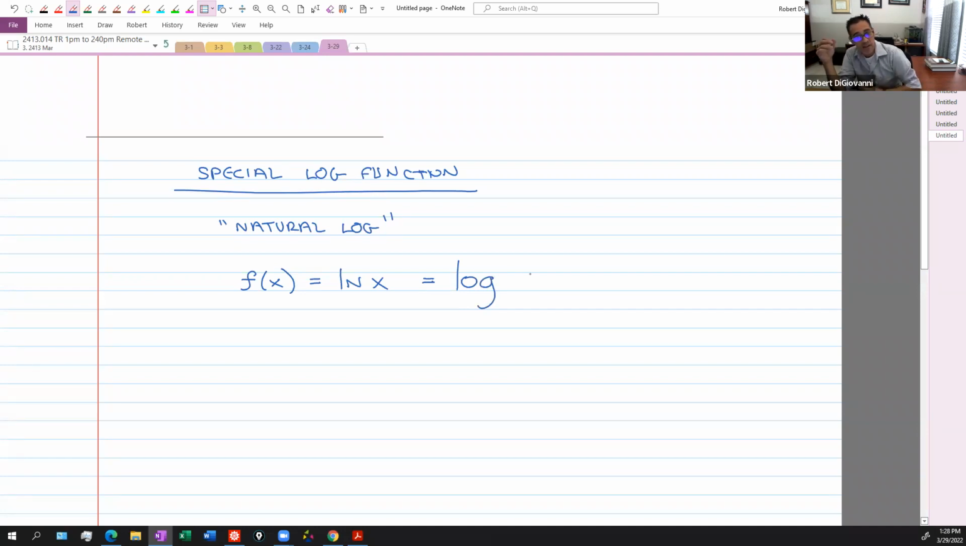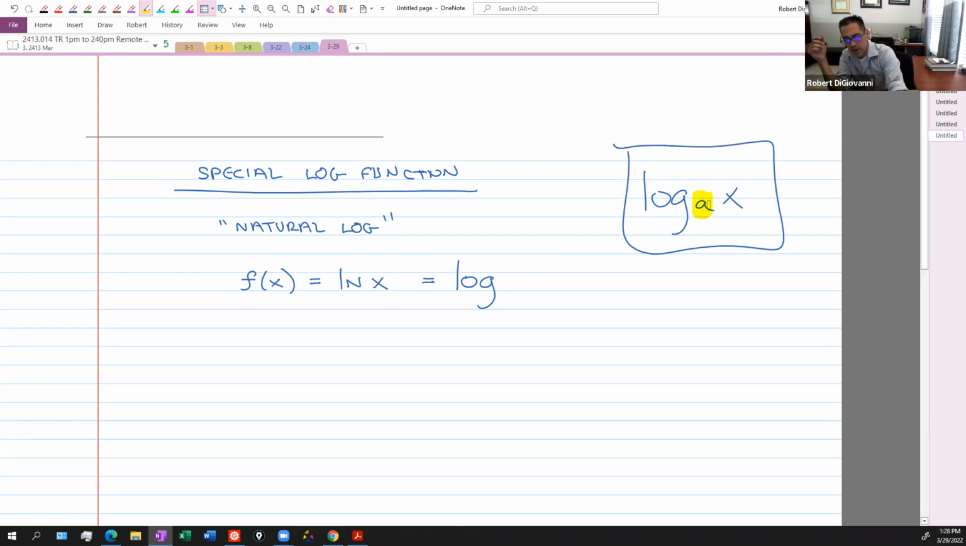All this is a log function. Does anyone know what the base of the natural log is? All log functions have to have a base. You have to have a number here to define a log function. So do you know what the base of the natural log is? I'm saying, is it e? Yeah, it's e. The natural log is actually the log function that has base e.